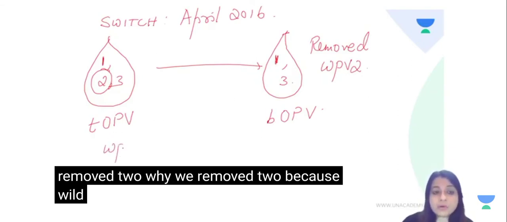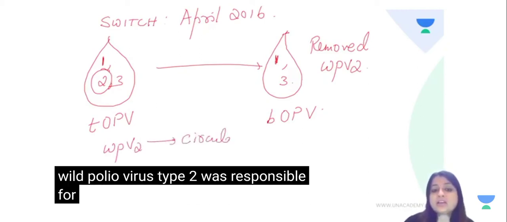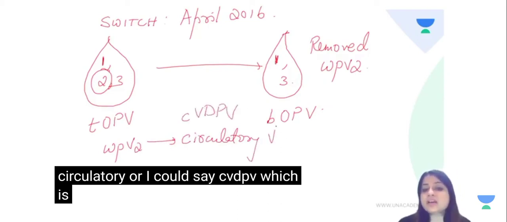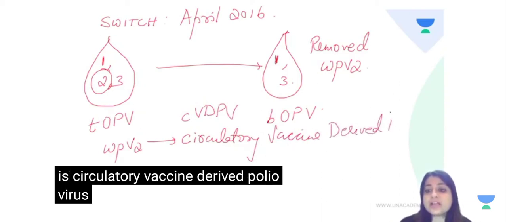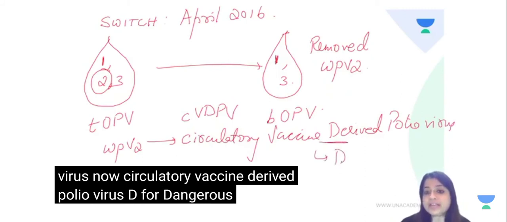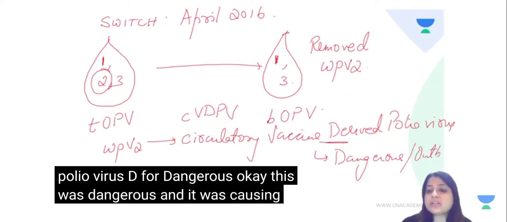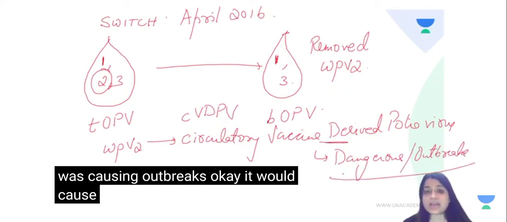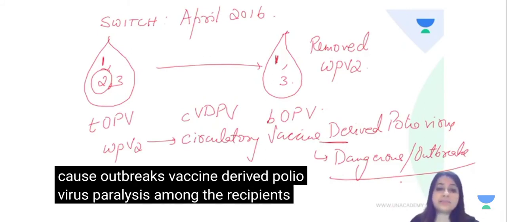Right? We remove 2. Why we remove 2? Because wild poliovirus type 2 was responsible for circulatory, or I could say CVDPV, which is circulatory vaccine derived poliovirus. Now, circulatory vaccine derived poliovirus, D for dangerous. Okay, this was dangerous and it was causing what? It was causing outbreaks. Vaccine derived poliovirus, paralysis among the recipients.